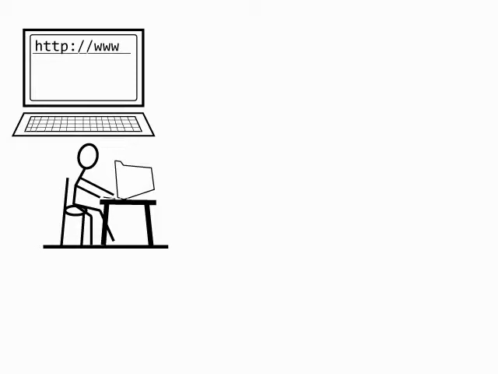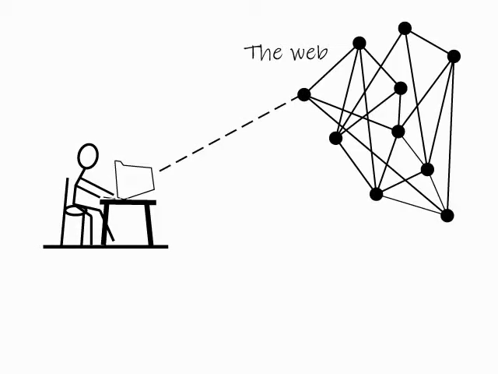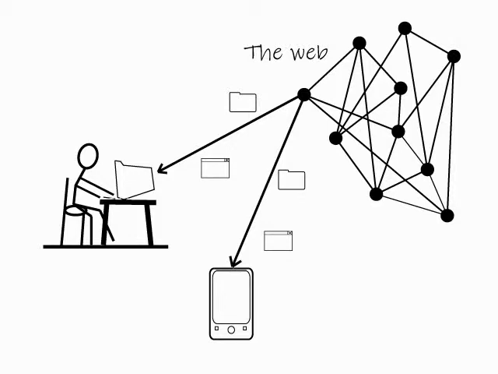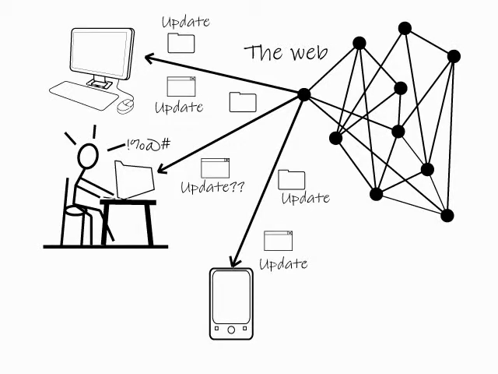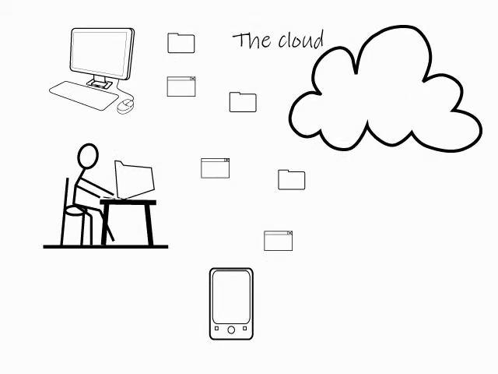Without the cloud, you access the web and download things like files and applications. If you have other devices that are capable of accessing the web, you can download your files there. Each device stores a copy of the files that you download onto them. If you need to update your applications or your files, you have to update each copy on each of your devices. But in the cloud paradigm, you don't have to download multiple copies.